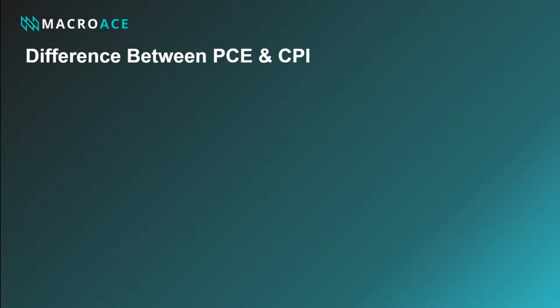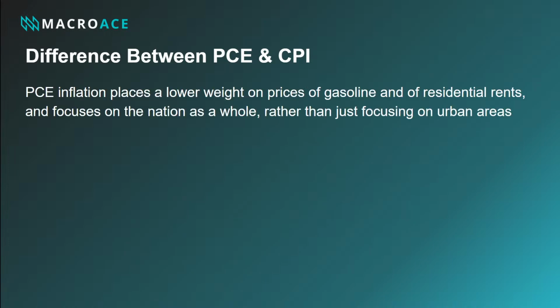Then the difference between PCE and CPI, very clear. So PCE places a lower weight on prices of gasoline and residential rents and focuses on the nation as a whole rather than just focusing on urban areas. The other key difference is that the PCE price index doesn't select a fixed basket of goods. It can chop and change to decide whatever it wants to measure compared to the CPI.